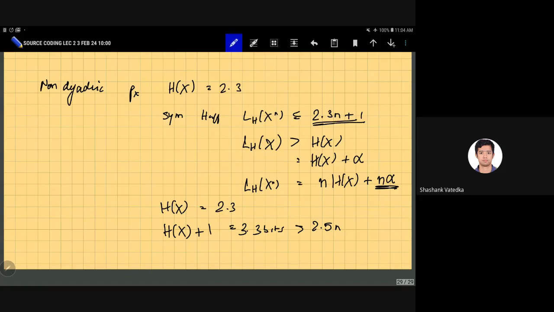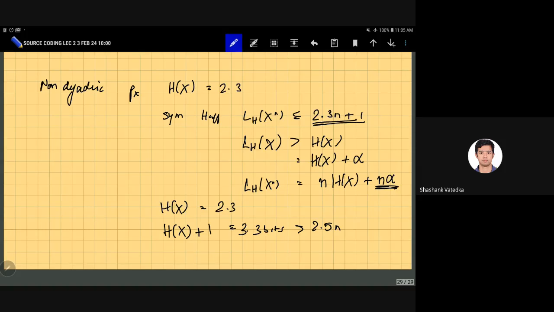So for large n, it's going to be greater than this. So the two statements which are false are: symbol-wise Huffman encoding achieves expected length less than or equal to 2.3 n plus 1 bits. That is false. And symbol-wise Shannon-Fano-Elias encoding achieves expected length less than or equal to 2.5 n bits for all n. So these two statements are false.